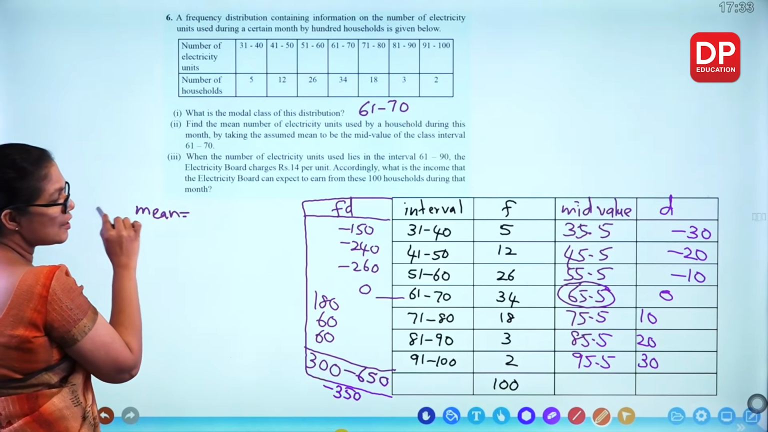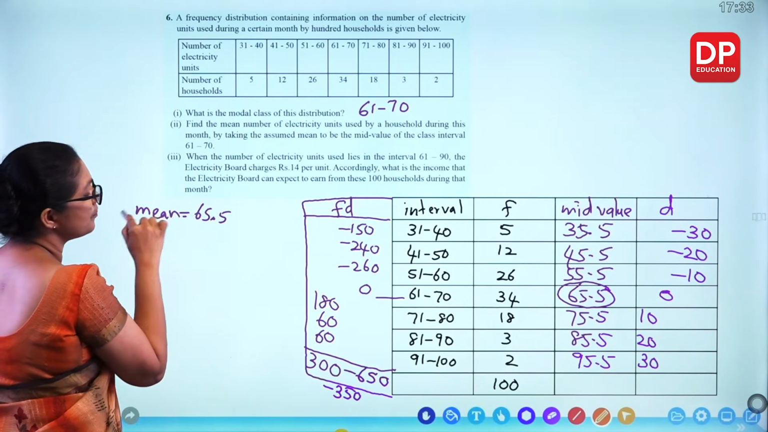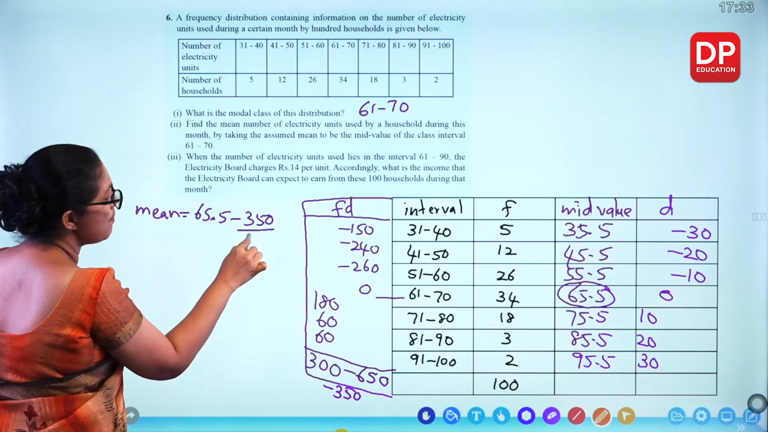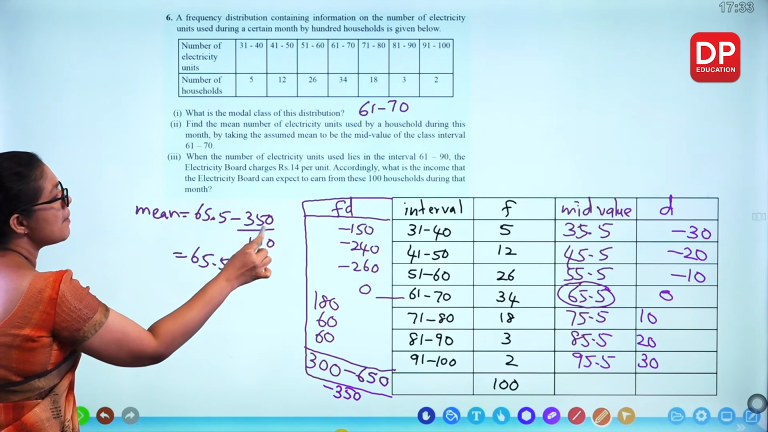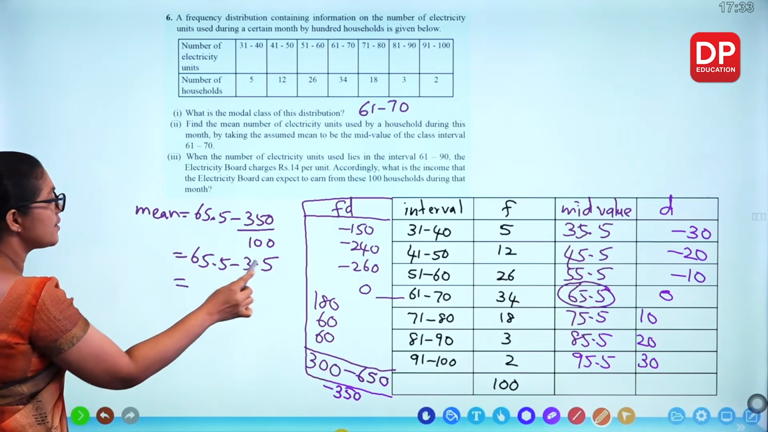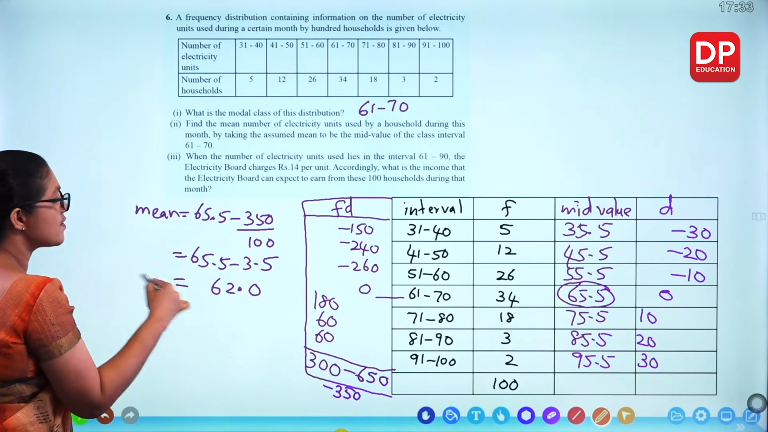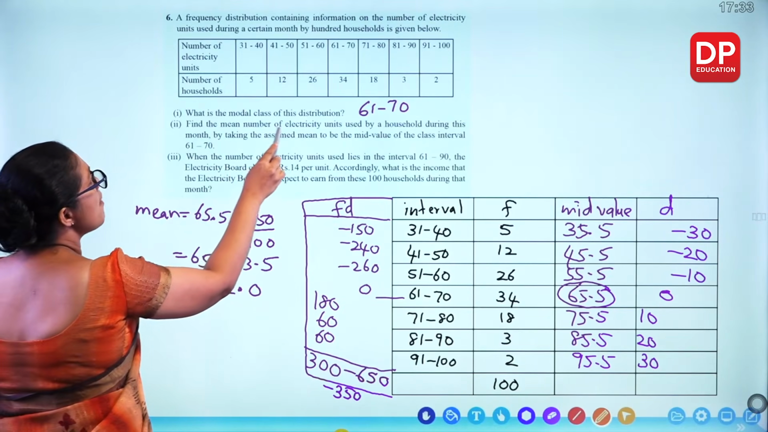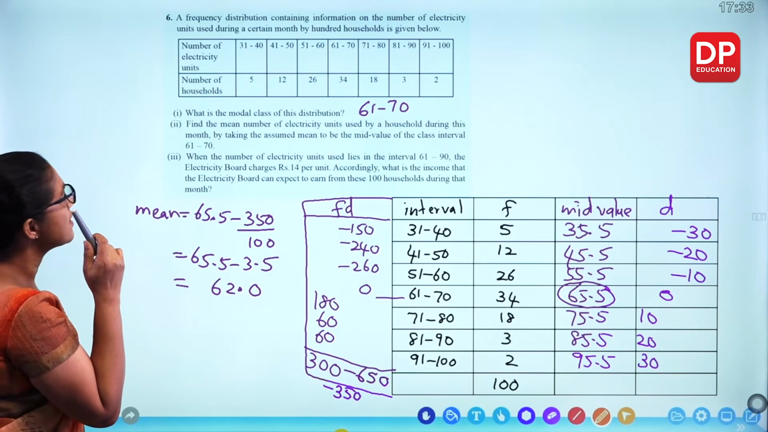Now we'll calculate the mean. Mean is the assumed mean 65.5 minus 350 divided by 100. So 350 divided by 100 means this is 3.5. So subtract, you get 62 as the mean. So the mean number of electricity units used is 62 units.